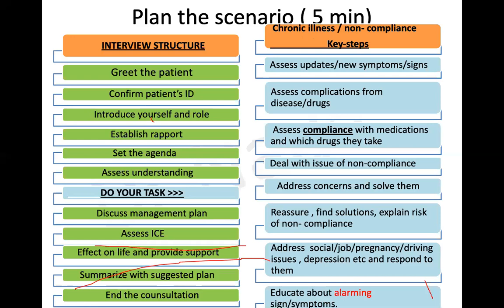Okay, it could be rheumatoid arthritis. It could be SLE. The patient was diagnosed with systemic lupus erythematosus. Your task may be either to explain the diagnosis of SLE, okay, which is a different lecture with different approach, or it could be, for example, the patient is known to have SLE, and now she presented with non-compliance, or meet the patient and address any related issues.